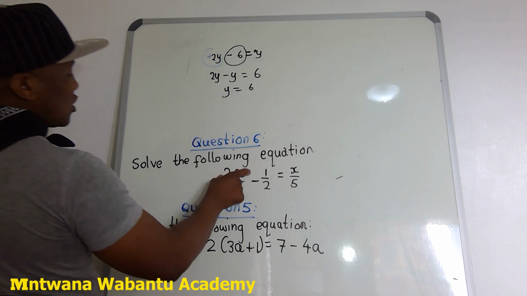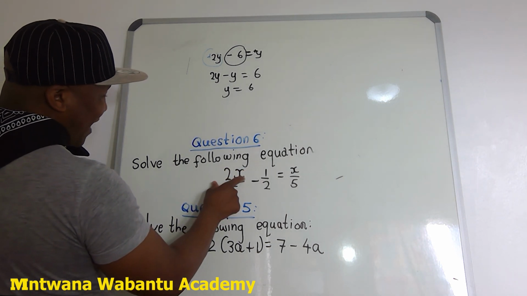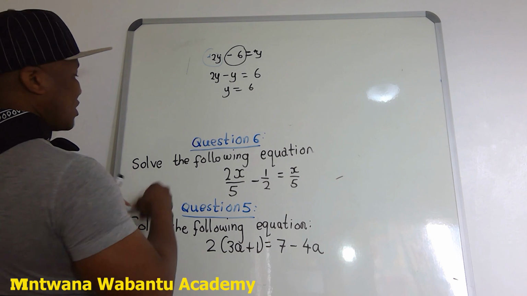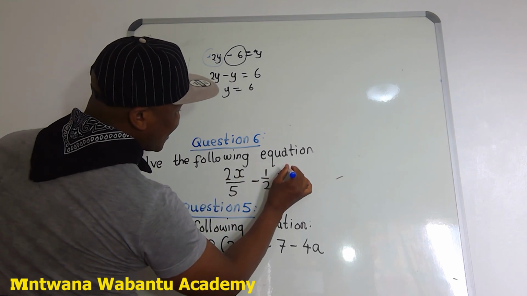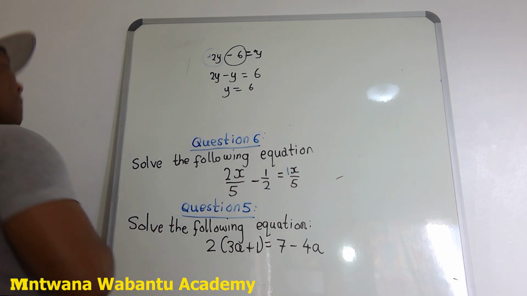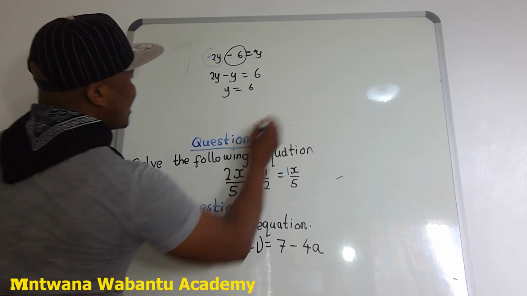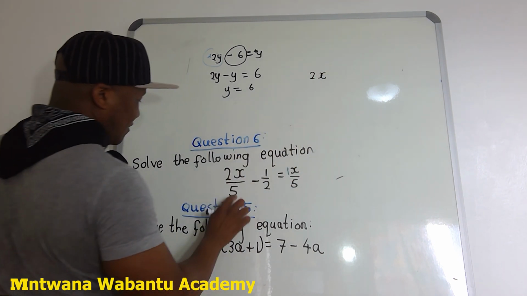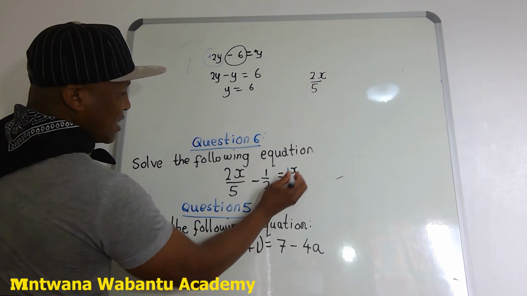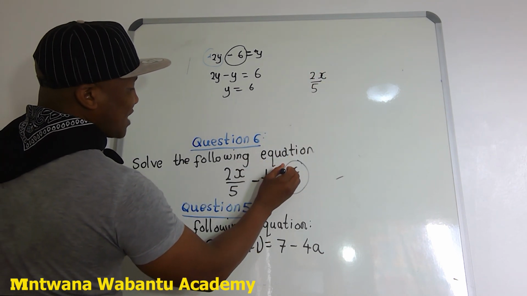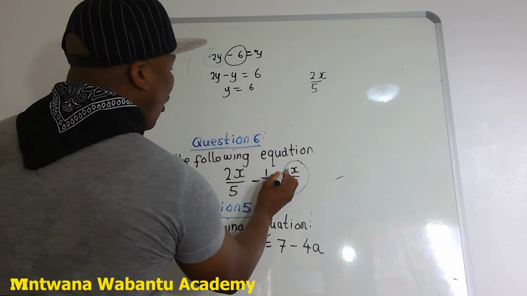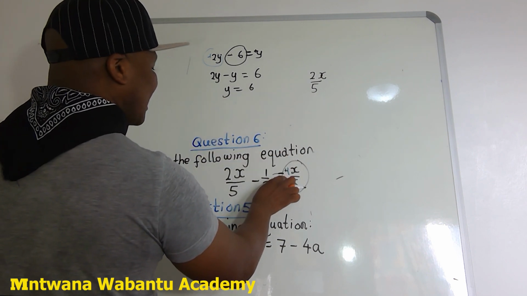So this is 2 over 5x, and this is x over 5. Which number is here? There's no number, so it means 1. 1x over 5. Put them together. Okay? So now this is 2x over 5. See, this is positive because there's no sign, which means positive. Taking it over the equal sign will change the sign from positive to negative.